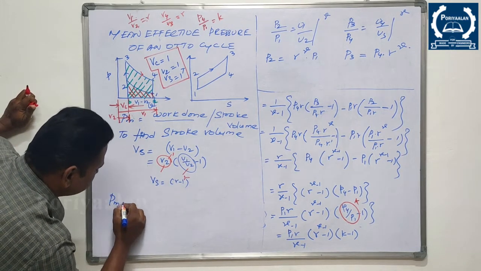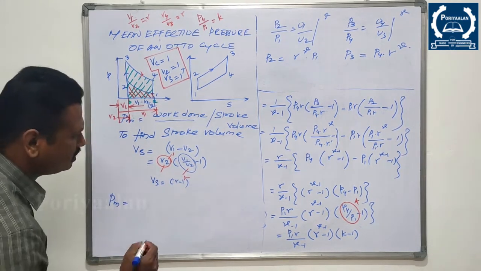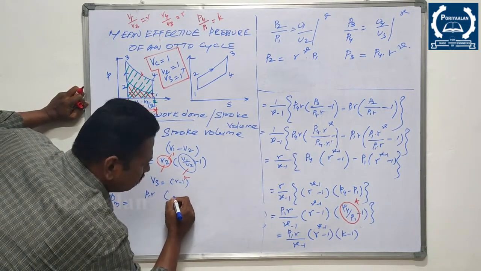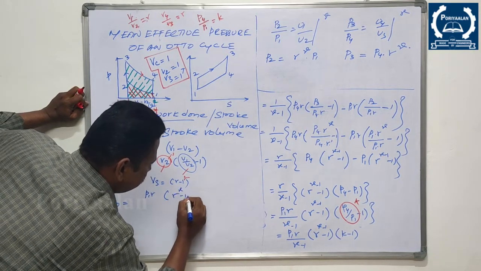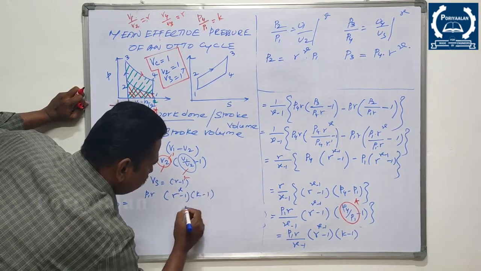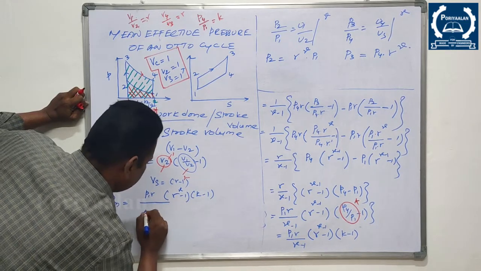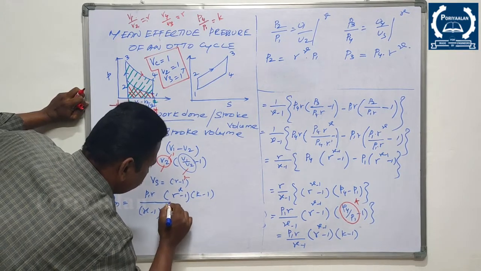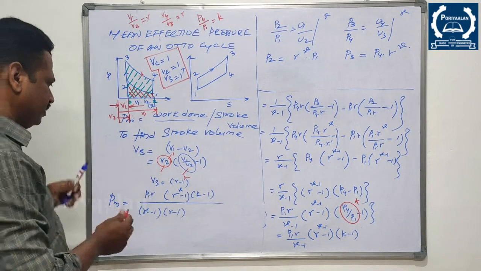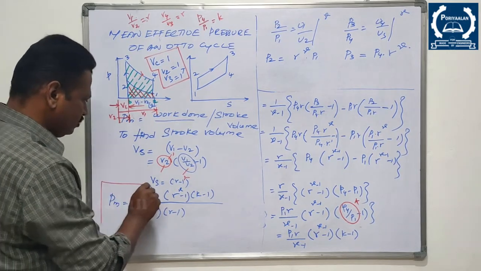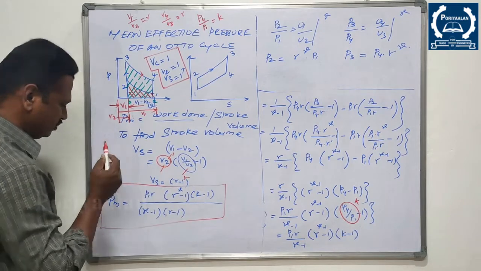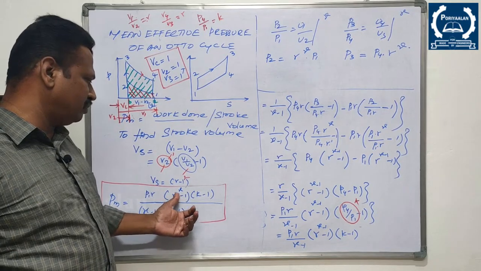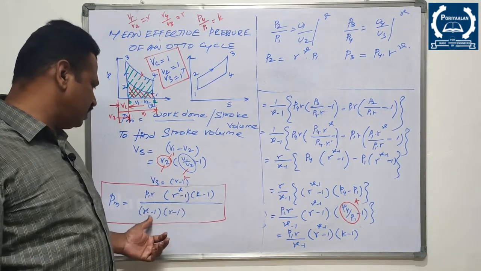So the final output will become like this. Mean effective pressure is equal to work done divided by stroke volume. So that is P1r multiplied with r power gamma minus 1 into K minus 1, divided by gamma minus 1 into r minus 1. So this is the expression of the mean effective pressure.